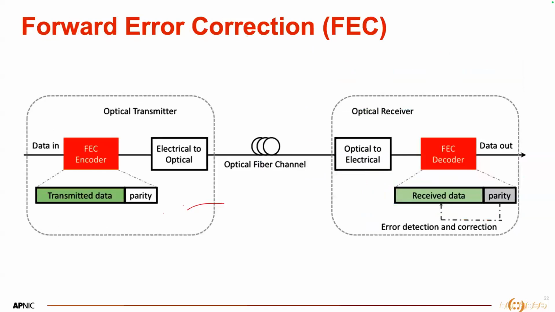Next, we have forward error correction, FEC. This is a very significant and very important characteristic in DWDM, especially in OTN. So what is forward error correction? Forward error correction is a way to make sure that whatever the transmitting side has transmitted, the receiving side has received without any error. And if there is an error, the error is corrected by the receiving side.